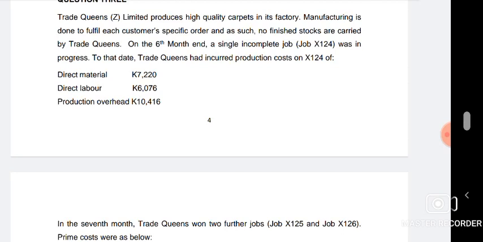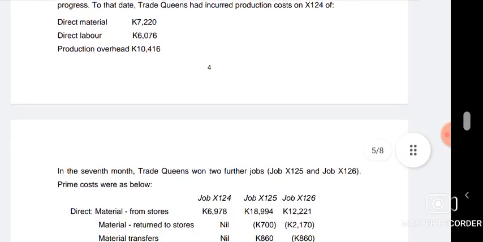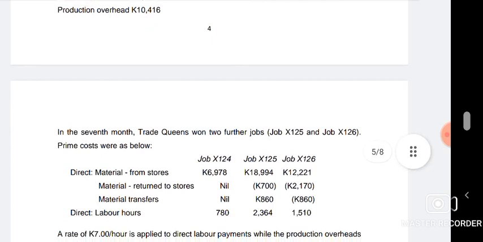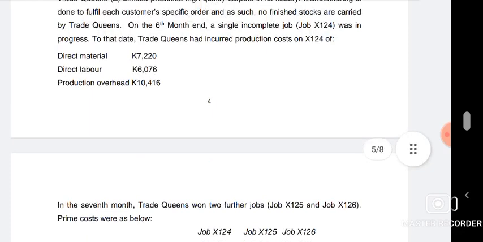So we'll pick this 7220 plus what they are also incurring further on these jobs. If you look below here, X124 has appeared again in this other sequence of the materials showing 6978. So you're going to put the two figures together, the 6978 and the 7220, to find the total material cost of job X124. In the end, I'll show you that these would be the final answers after you have done what I've just instructed.